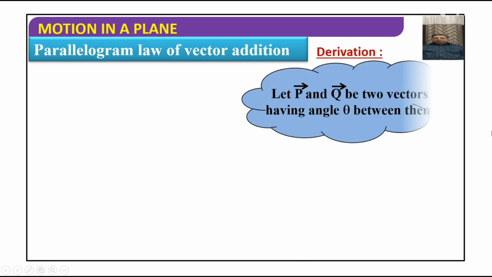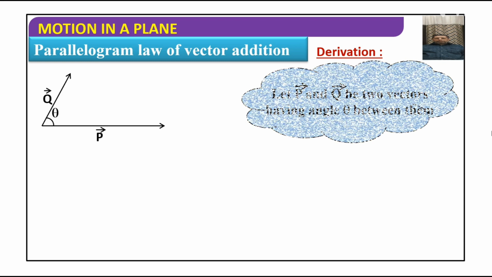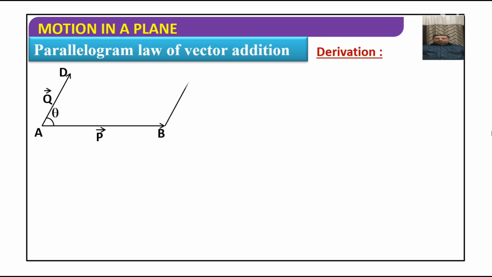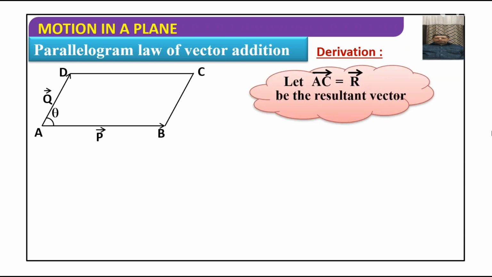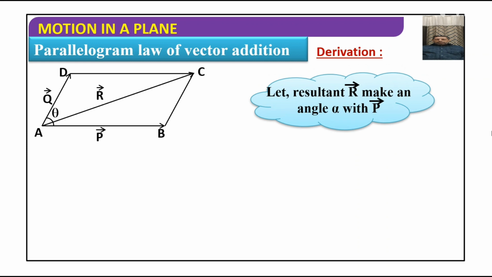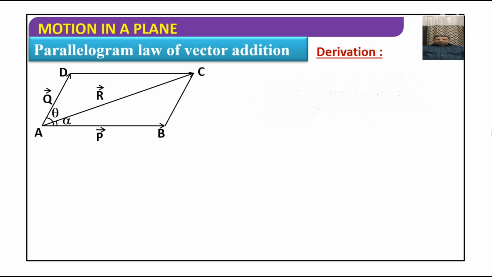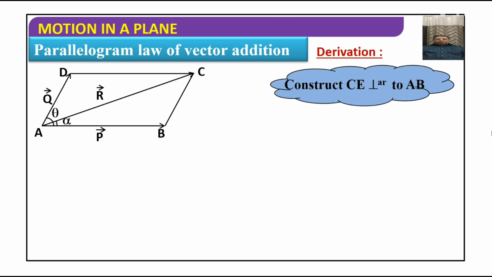Let vector P and vector Q be the two vectors having an angle theta between them. Complete the parallelogram ABCD. Let AC equal to R be the resultant of the vectors. Let the resultant make an angle alpha with P. Construct CE perpendicular to AB.